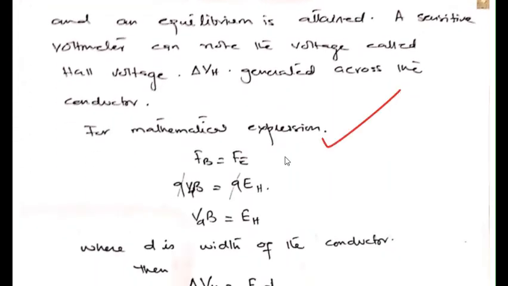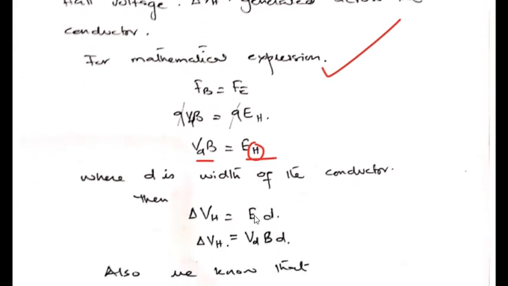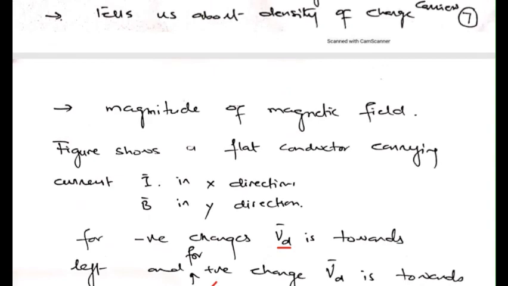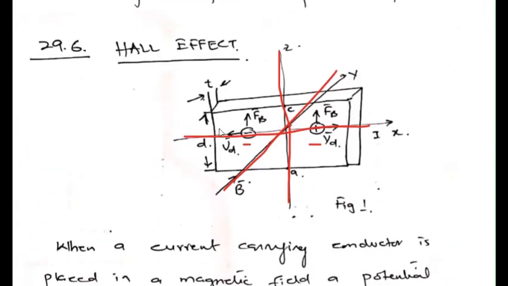For the mathematical expression, we have to balance these two equations. After balancing, I can see that drift velocity into magnetic field is equal to electric field. Here H is for Hall, so this is the Hall field. We know that in the figure we have shown that the width of the conductor is d and t is the thickness of the conductor.